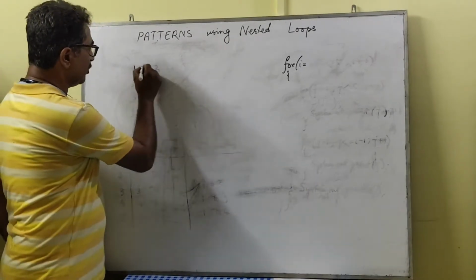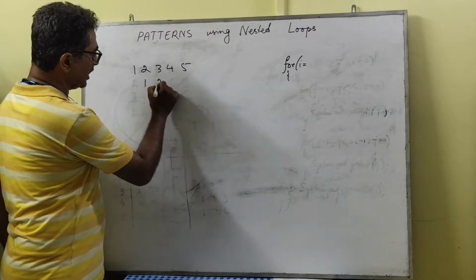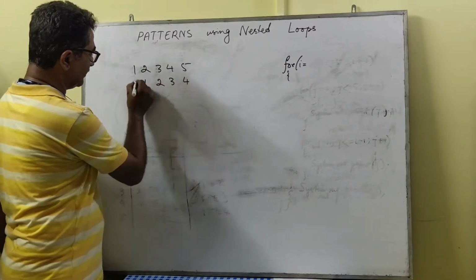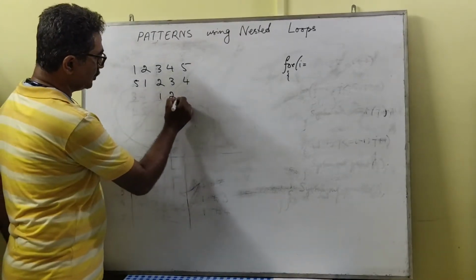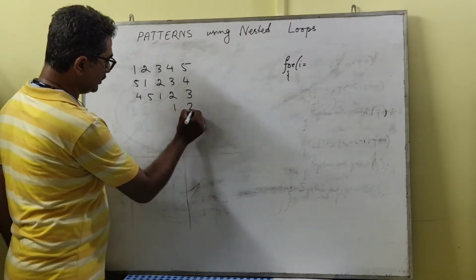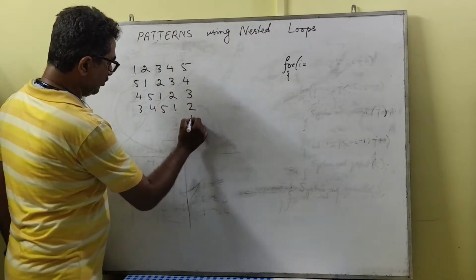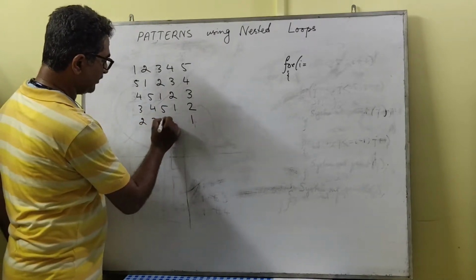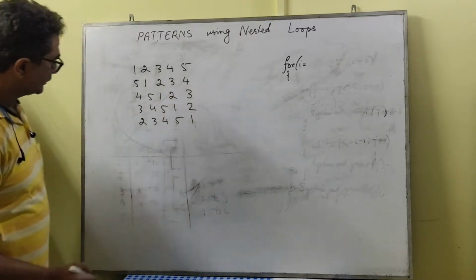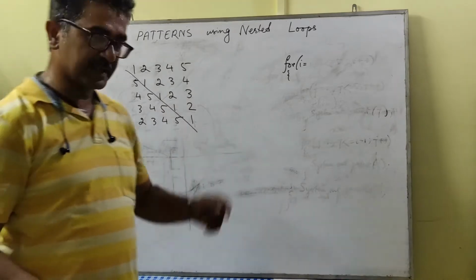Let this be the pattern. 1, 2, 3, 4, 5. And we'll do it this way. 1, 2, 3, 4 and then 5. 1, 2, 3, 4, 5. 1, 2, 3, 4, 5. 1, 2, 3, 4, 5. Okay, this is the half. You can see I'm aligning this side.